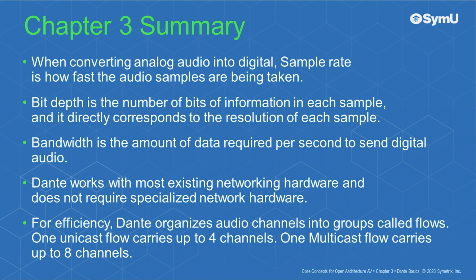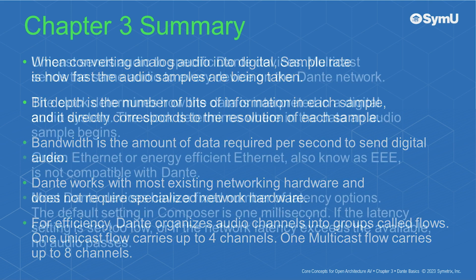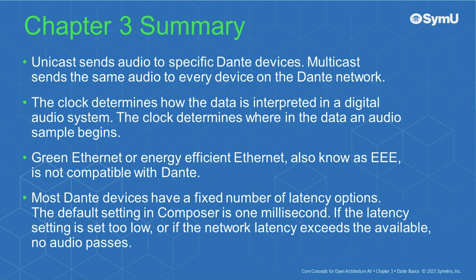For efficiency, Dante organizes audio channels into groups called flows. One unicast flow carries up to 4 channels. One multicast flow carries up to 8 channels. Unicast sends audio to specific Dante devices. Multicast sends the same audio to every subscribed device on the Dante network.